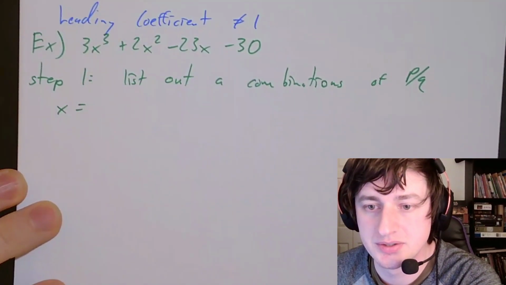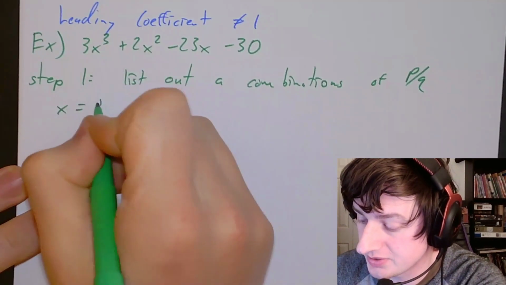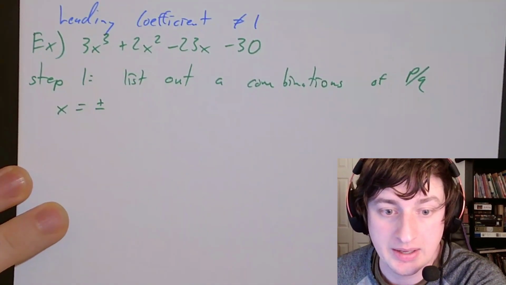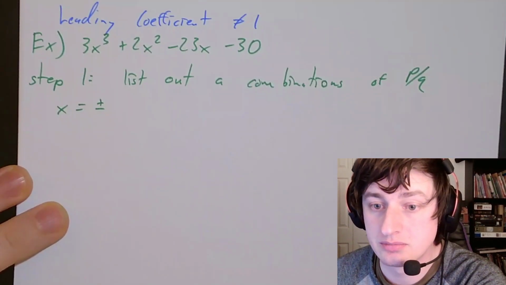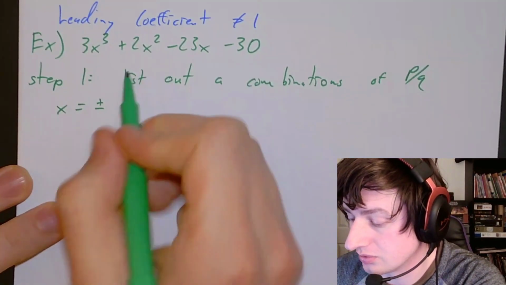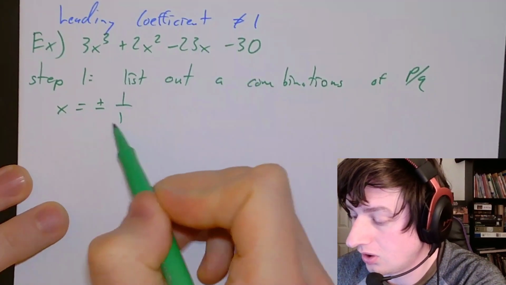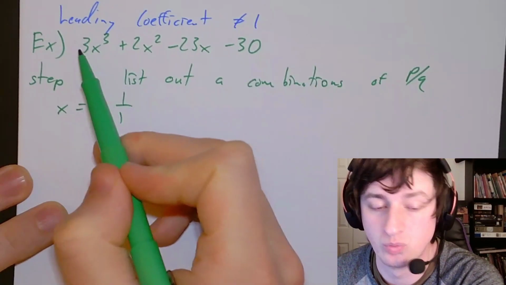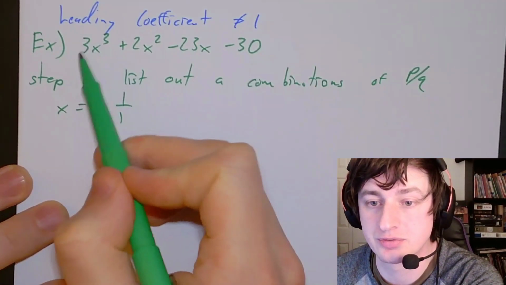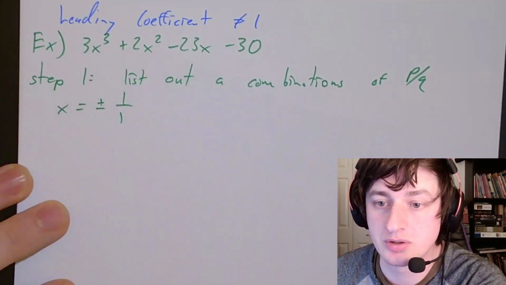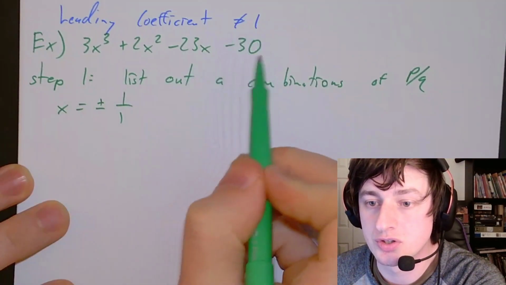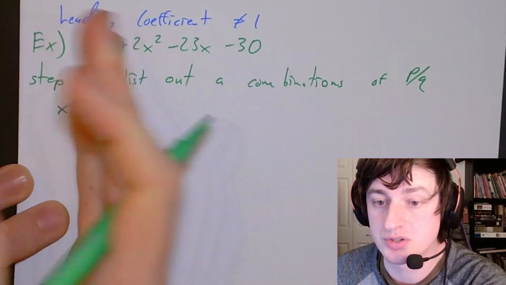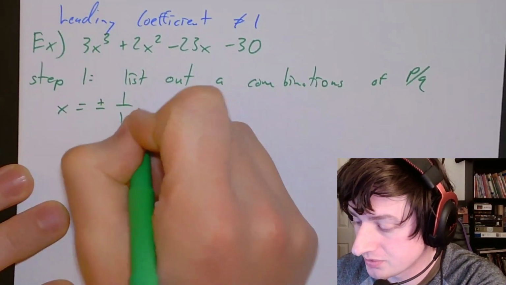So x is plus or minus. Factors could be positive or negative. And we're going to start small and then end with larger numbers. So 1 over 1. All of this first set is going to be divided by 1. The 3 can be divided by 1, so 1's a factor of 3. We're going to start with 1 on the bottom for all of these. And then the top of our fraction, p and q, is going to be the factors of 30. We start with the small numbers, work our way to the big numbers.